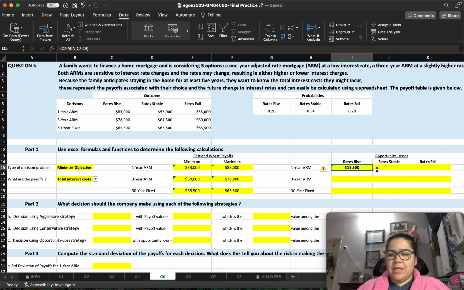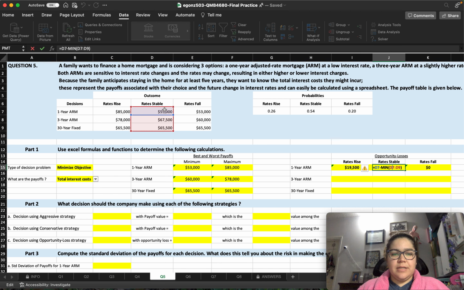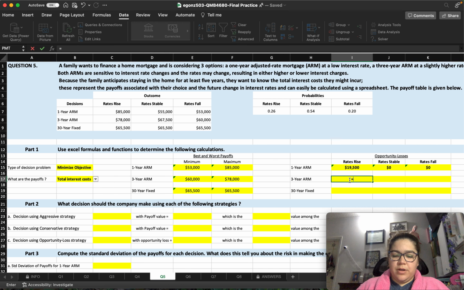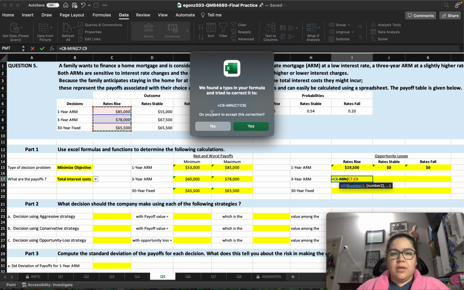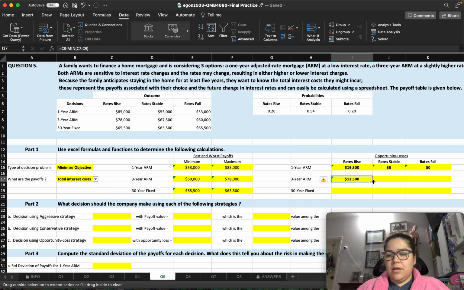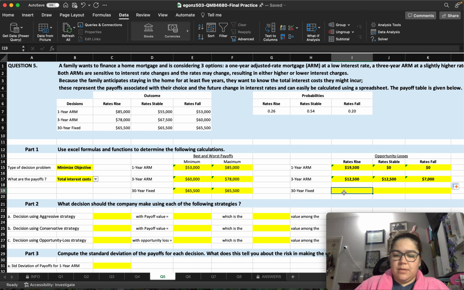So these I can autofill to the side, since this one, for example, is going to take this one minus the minimum of these three, and then when the rates fall, same thing as well. So for the 3 year, we're going to do the same. So this one minus the minimum of the 3 of the rates rise column, because that's what we're talking about. And then I didn't close the parenthesis, so I'm going to hit OK. I'm going to go ahead and autofill.